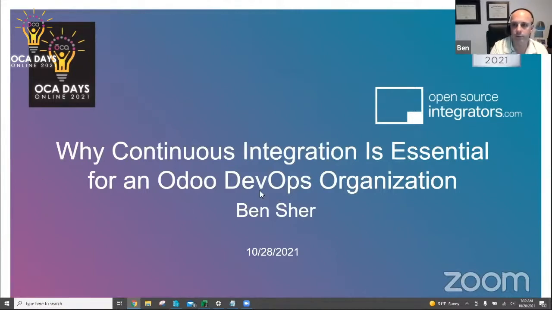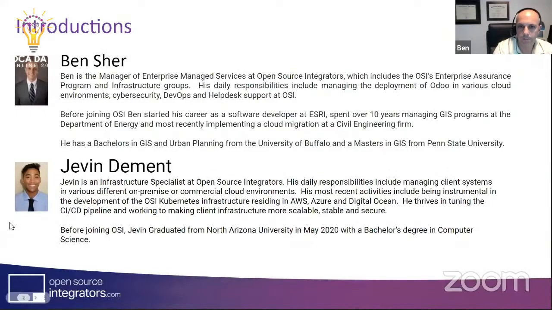So, Jevin. Like I said, I'm co-presenting here with Jevin. I'm the manager of the group. What my group manages is what are called Enterprise Managed Services, and that contains our Enterprise Assurance Program, which is basically help desk support for our clients, and then the infrastructure that we manage for our clients, and the DevOps behind that, cybersecurity, the cloud environments that they're running in, on-prem networks, and so forth.